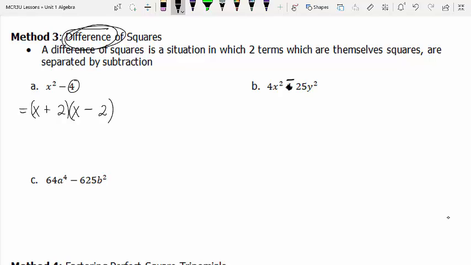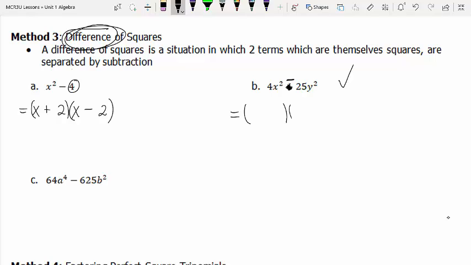Part B, 4x squared minus 25y squared. Let's check to see if this is a difference of squares. Yes it is, because you can take the square root of 4x squared, you can take the square root of 25y squared, and it's separated by subtraction. So we can use the difference of squares method on this question to factor it.